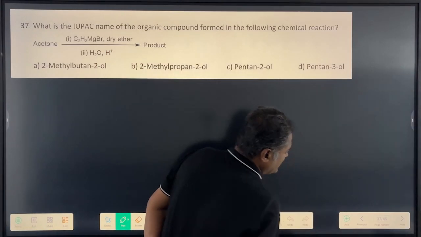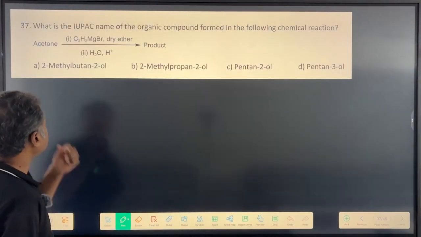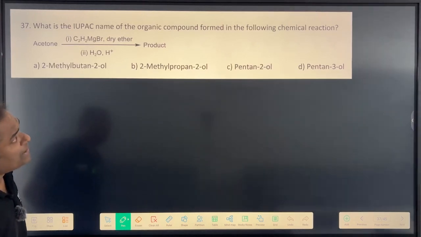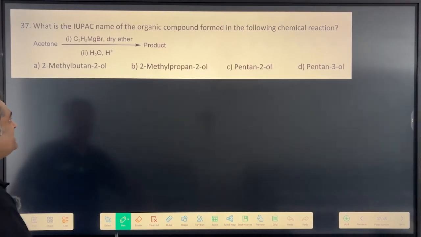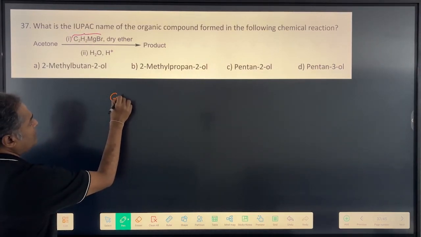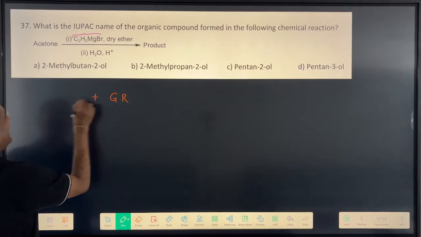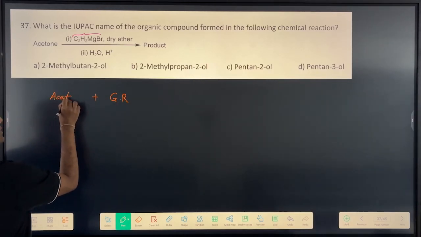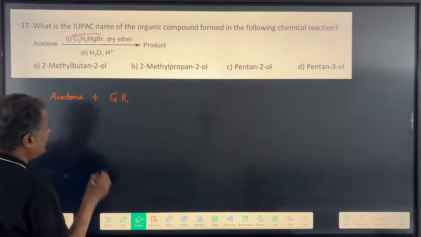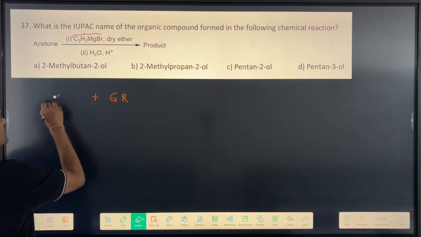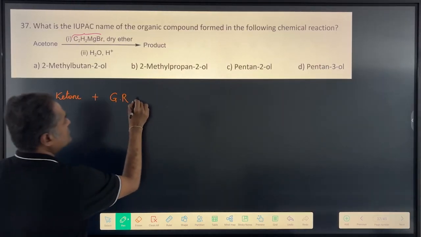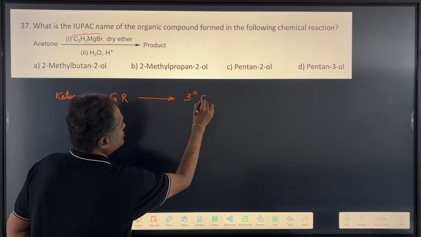Now here you can see the next question on the screen: what is the IUPAC name of the organic compound formed in the following chemical reaction? Basically, what has been given here is a Grignard reagent, which is treated with acetone. That's very clear, it's a ketone. So when a ketone reacts with a Grignard reagent, the product has to be a tertiary alcohol.